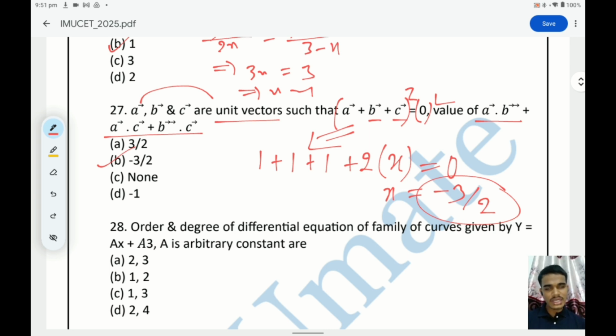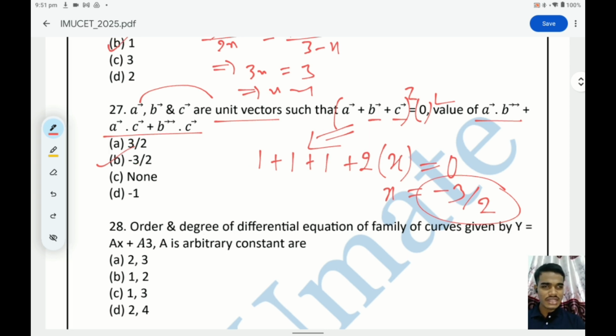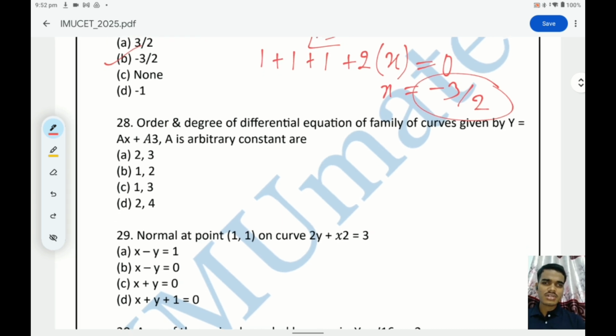In question 28 we have to find the order and degree of the differential equation. Simple question here. y is equal to ax plus a cube. This is a cube, okay, not a3. Then dy by dx is what? dy by dx will be simply a.